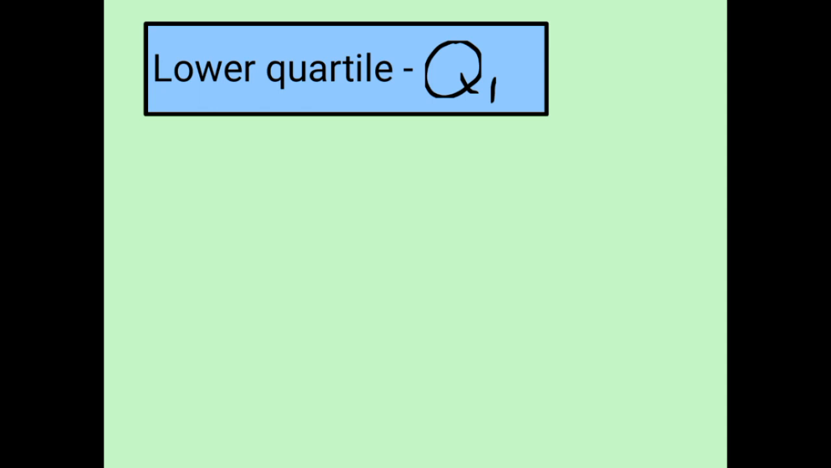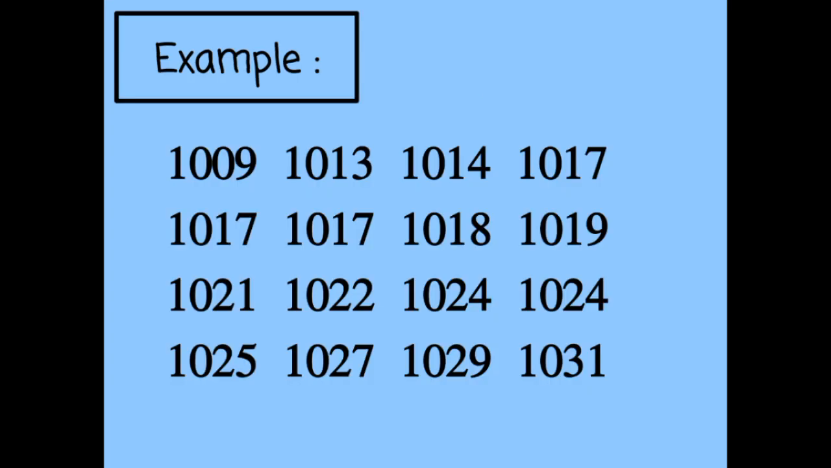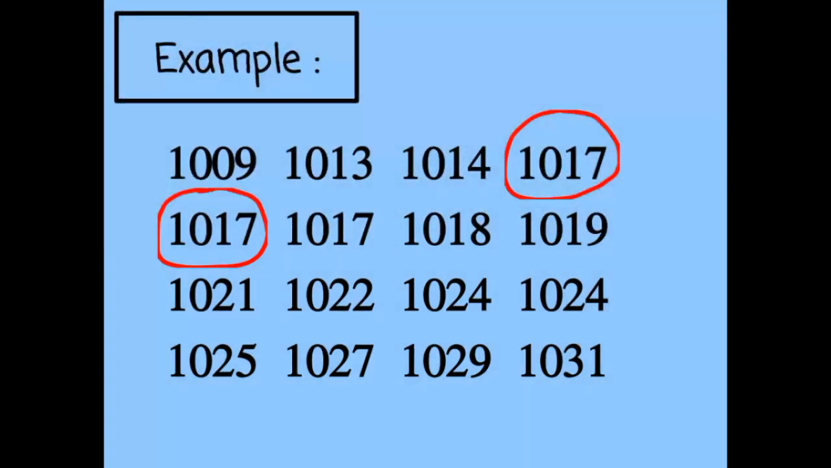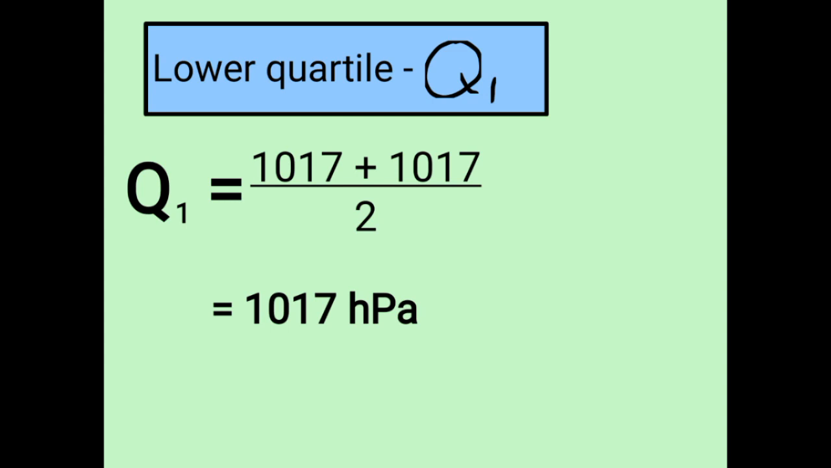To find the lower quartile for discrete data, divide the number of data values n by 4. If this is a whole number, then the lower quartile is halfway between this data point and the one above. If it is not a whole number, round up and pick this data point. So, if we take a look at our example, there are 16 data values and hence n equals 16. So, Q1 equals n over 4 equals 16 over 4 equals 4. So, the lower quartile is halfway between the 4th and the 5th data values. So, Q1 equals (1070 plus 1017) divided by 2 equals 1017 hectopascal.